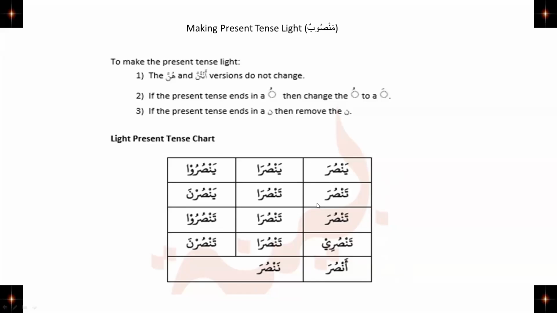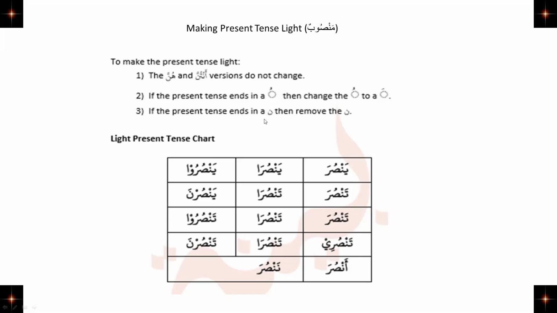So yansuru becomes yansura, yansurani becomes yansura, and yansurna is the same thing. Tansuru becomes tansura, tansurani becomes tansura, tansuruna becomes tansuru, and tansurina becomes tansuri, and then tansurani becomes tansura, and tansurna doesn't change because it is antunna. And then ansuru becomes ansura, nansuru becomes nansura.